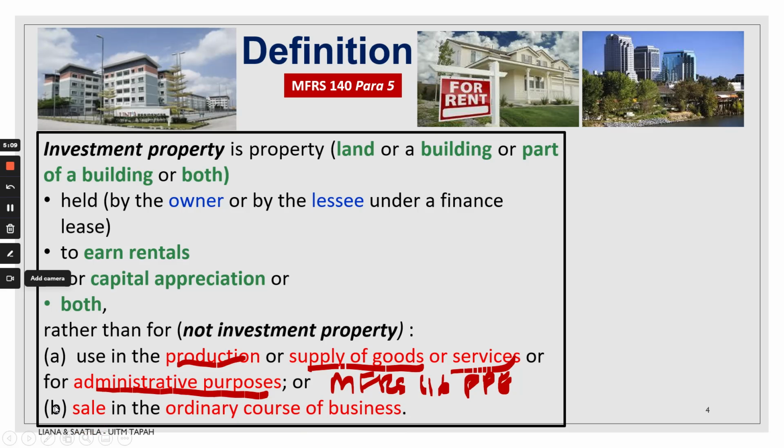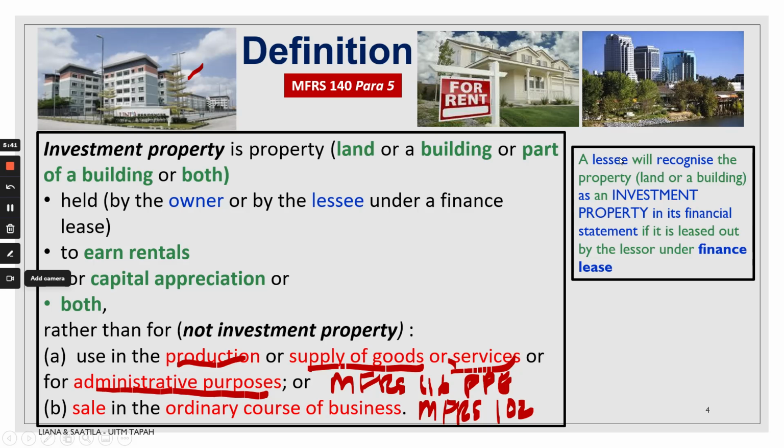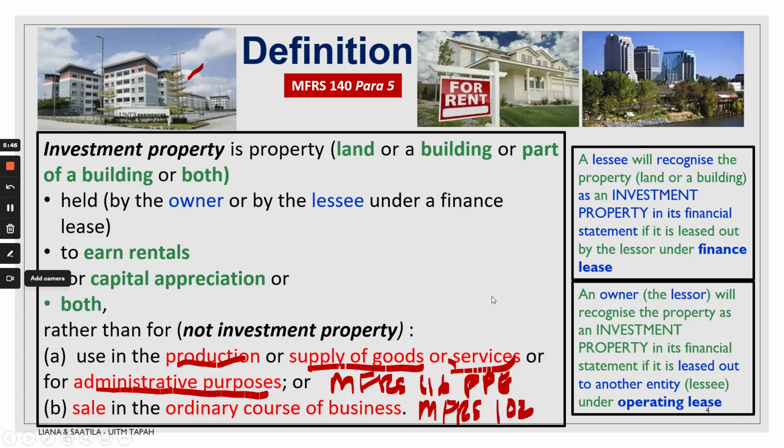And then, let's say it's a construction company, and the construction company constructed houses or some apartments, and these apartments were held for sale in the ordinary course of business. They completed and they are getting buyers for the apartments, so that was held for sale in the ordinary course of business, so those will be accounted for by that particular company under MFRS 102. You can also have a go at what I put here regarding finance lease and operating lease.